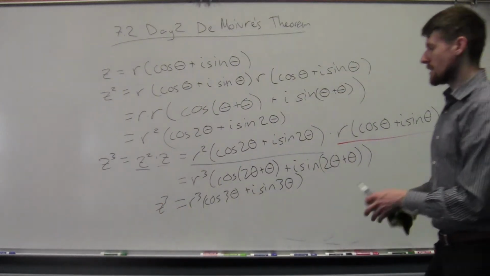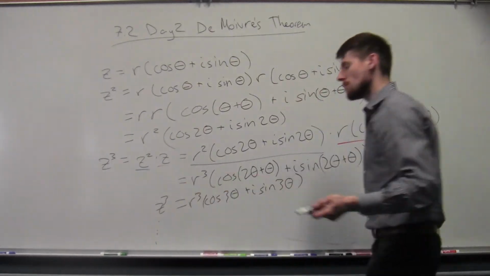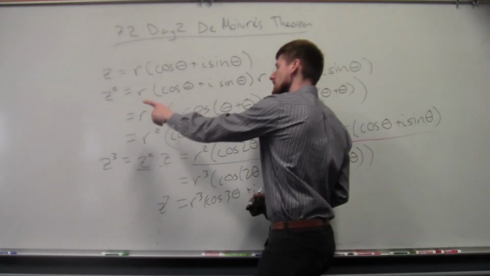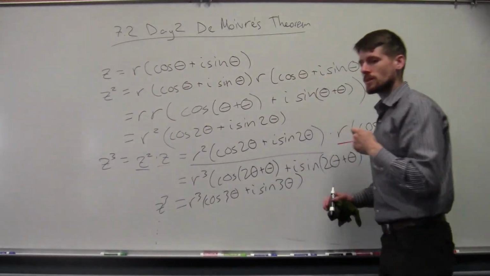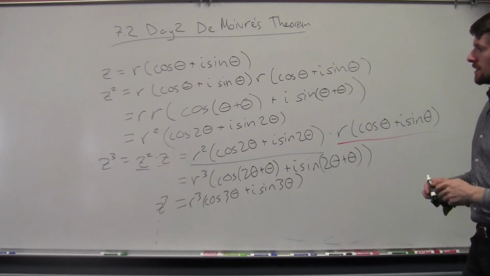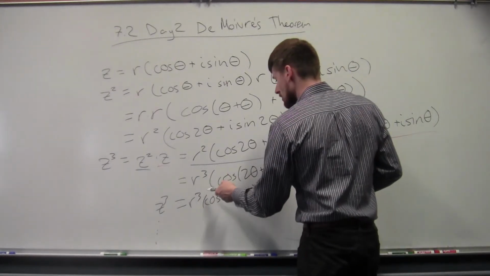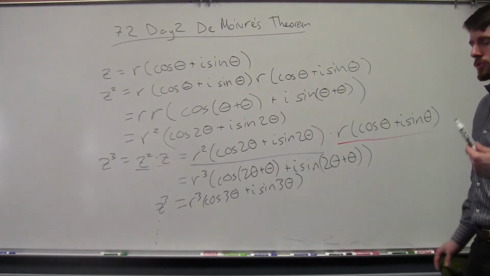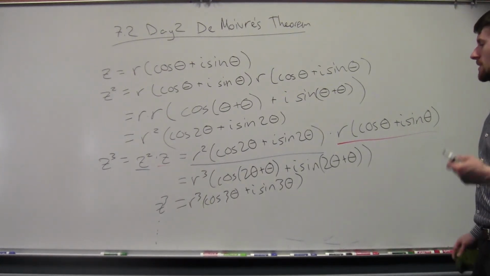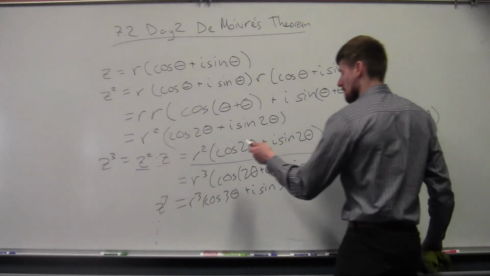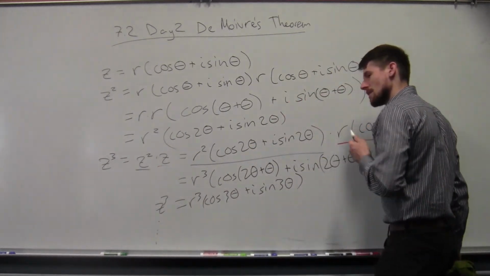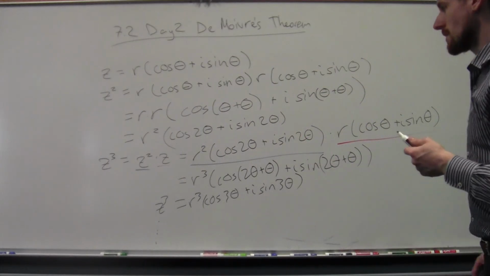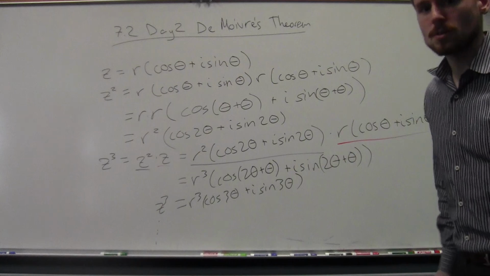And as you can see, we could keep going on and on if we want to, but we see the pattern that's emerging: when we square z, we get r squared cosine 2 theta plus I sine 2 theta. When we cube it, the r is cubed, and the theta is multiplied by 3. It's just repeated multiplication. That's what exponentiation is. And so we just multiply the distances by itself that number of times, and add the angles by themselves that number of times. That's DeMoivre's theorem. We'll do an example next.